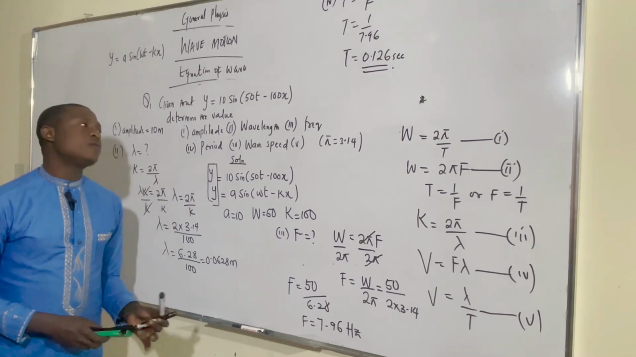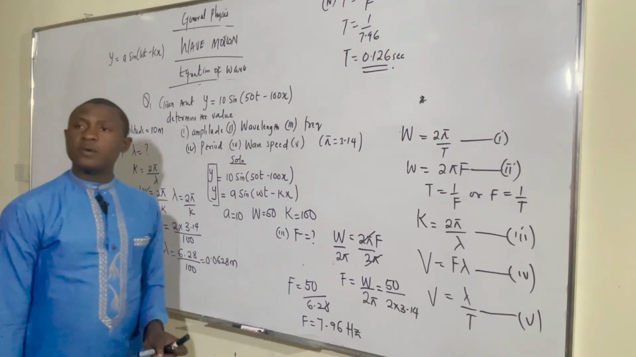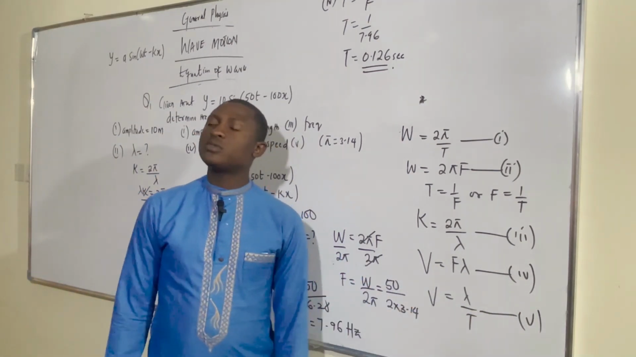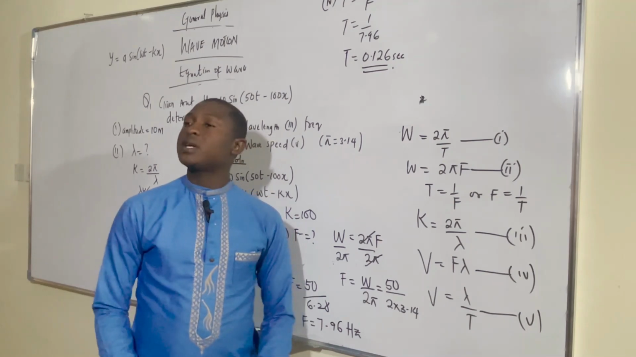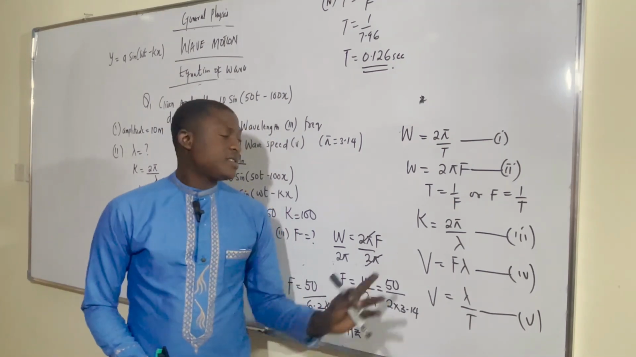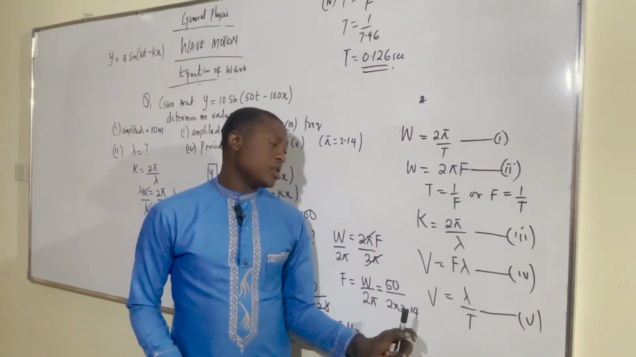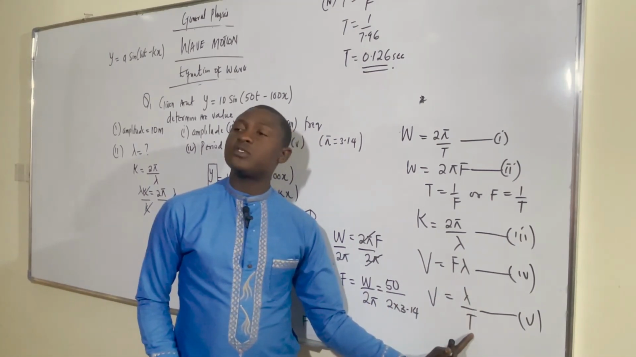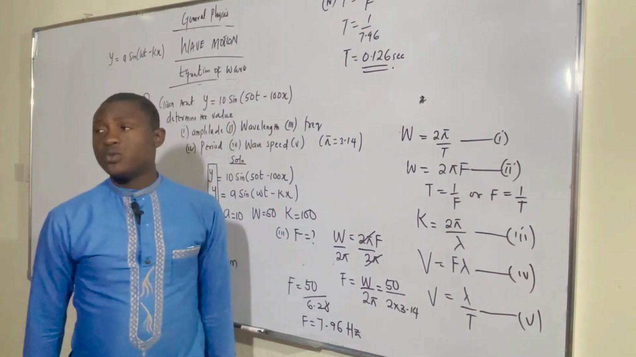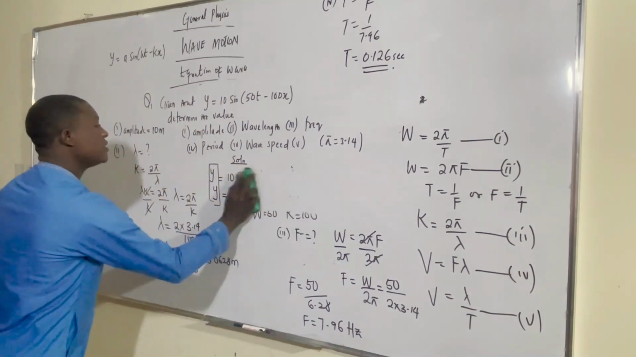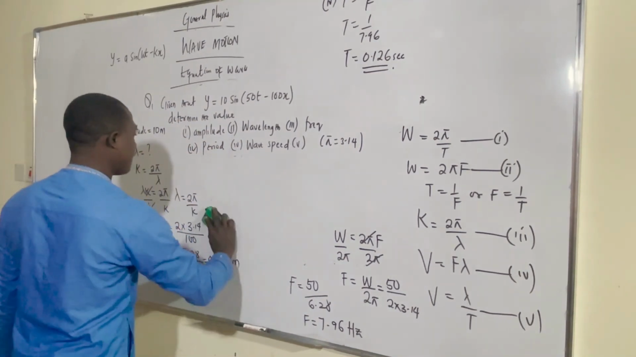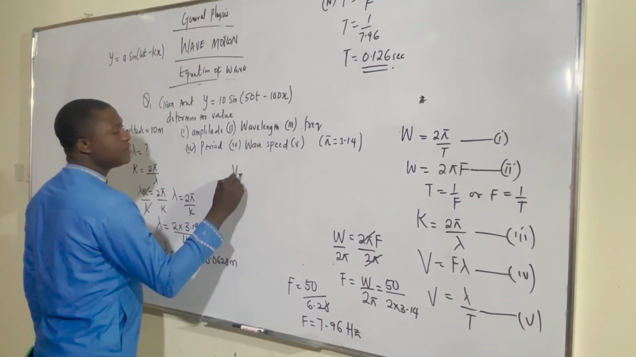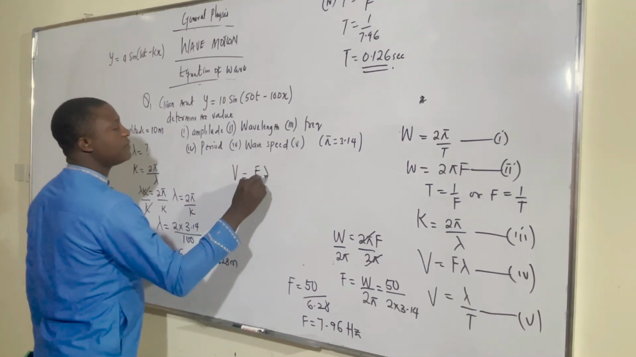So the last question is to find the wave speed. We have two formulas for wave speed. We have wave speed to be either f lambda or lambda over T. Here you can pick any one of your choice, since all the values have been gotten. We have the value of the frequency, the wavelength, and the period as well. Whichever you use out of the two, you are going to arrive at the same result. So if I pick equation 4, in equation 4 we have v, wave speed, is equal to f lambda.